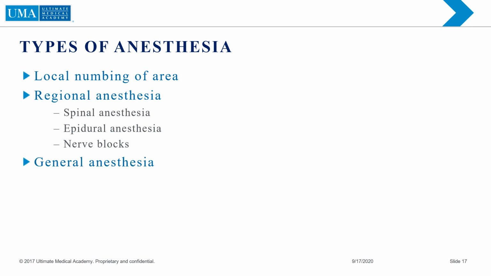Epidural anesthesia. Similar to spinal anesthesia, medications are injected into the epidural space, which is outside the subarachnoid space. A catheter is inserted to allow for repeated injections if necessary. This method is used frequently in childbirth.